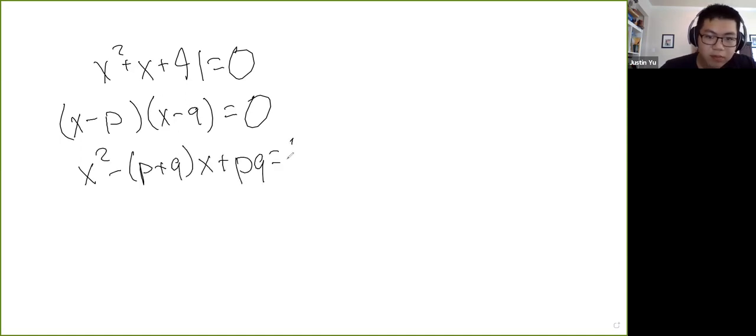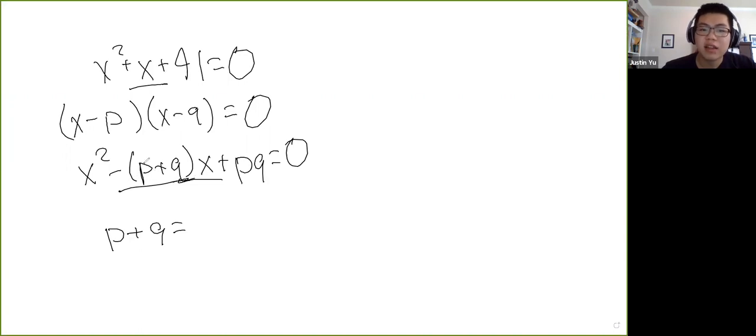Like that. So the nice thing about this is we can compare these coefficients and we can get information. So can anybody tell me what p plus q is equal to? Just look at this coefficient and look at this coefficient. And you should get -1, and that's absolutely correct.